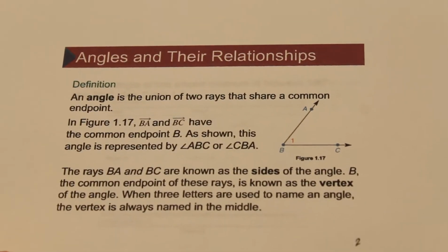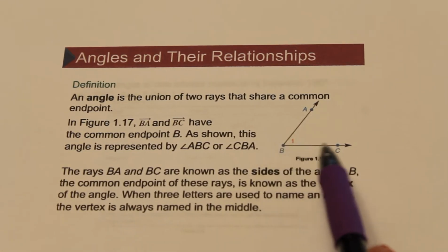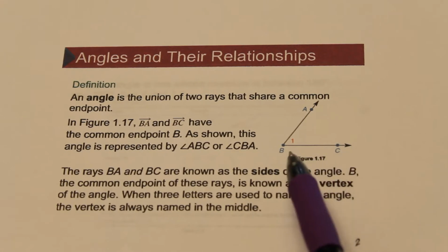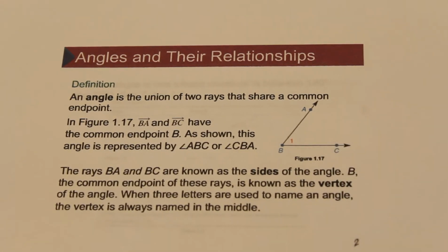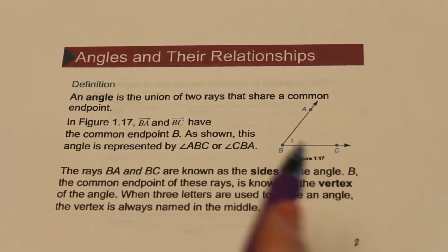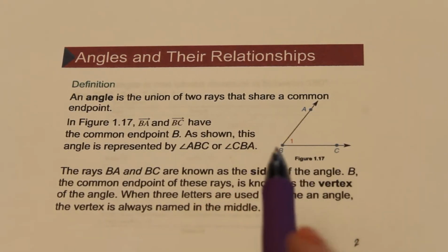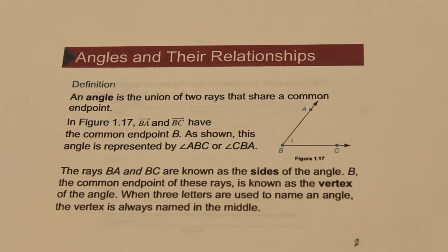All right, so an angle is the union of two rays. A ray has an endpoint and then a line going off in a direction. These are called the sides, and the endpoint is called the vertex. So an angle has two sides and one vertex.